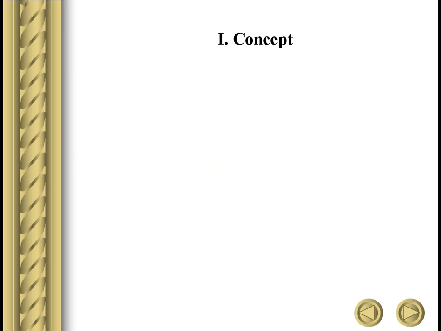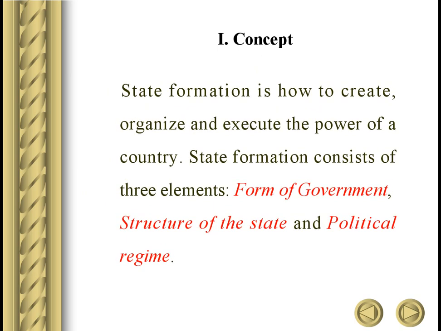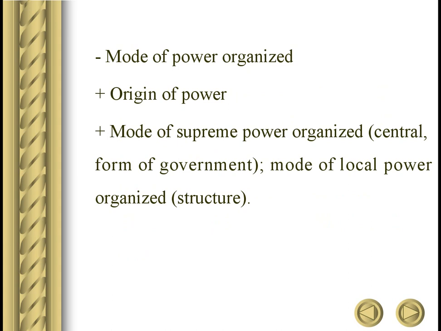Talking about state formation, we're going to talk about how a state is created, organized, and how power is executed in a country. Normally, the state formation consists of three elements: the form of government, the structure of the state, and political regime. In the concept of state formation, you should focus on two issues: the organization of power and the methods to perform the power.